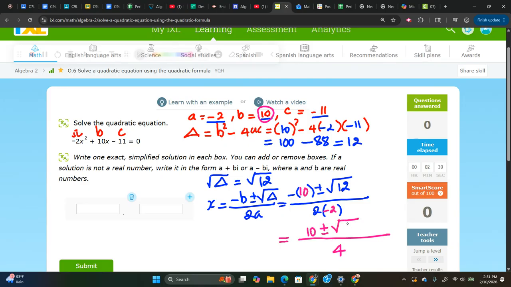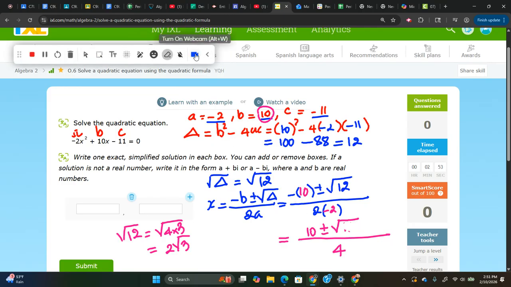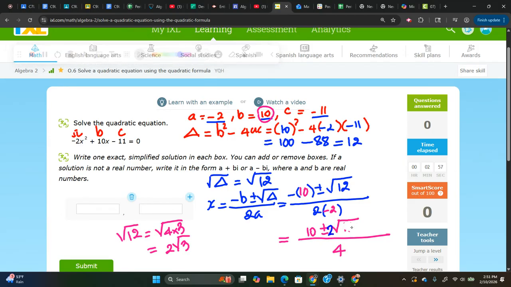Ooh, square root of 12, I should break it down. Square root of 12 is the square root of 4 times 3, so 2 square root of 3. Okay, so we can simplify a little bit further. I get my eraser over here and change this one to 2 square root of 3. Alright, so I can simplify a little bit further.